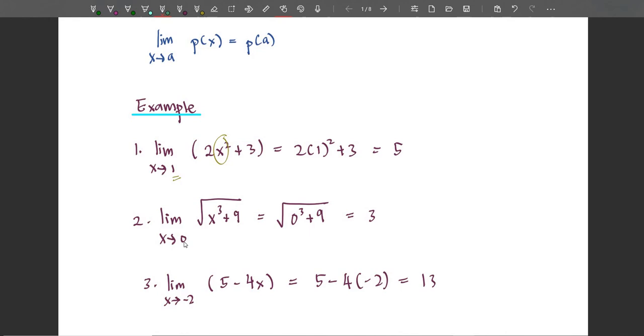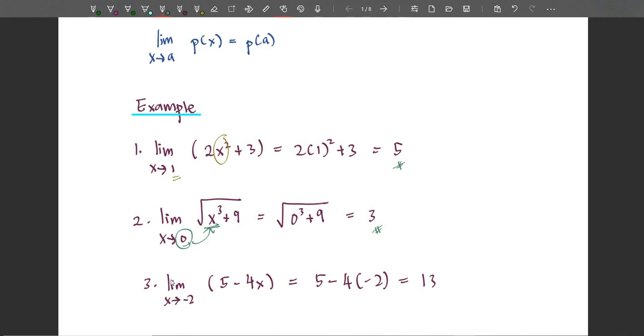The next one is the limit of root of x cubed plus 9 when x approaches 0. Therefore, you need to substitute the value of 0 in x. We have root of 0 cubed plus 9, which is equal to 3. This will be the final answer for both questions.